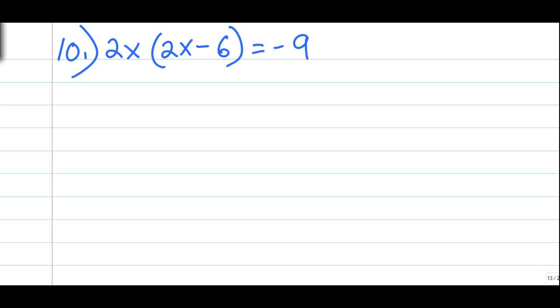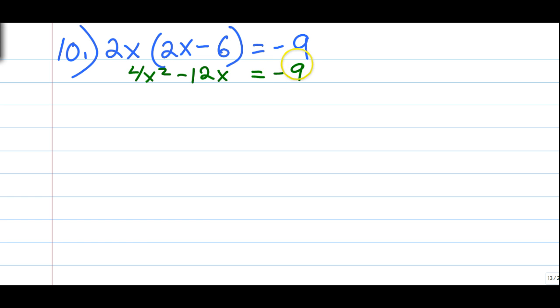Question number 10 also reads to solve. Before I solve this, I want to simplify it. So I will distribute this 2x through the parentheses. So I'll take this 2x to the 2x, which makes a 4x squared. I'll take a 2x to a negative 6 to create a minus 12x. And then just simply carry down my equals negative 9.